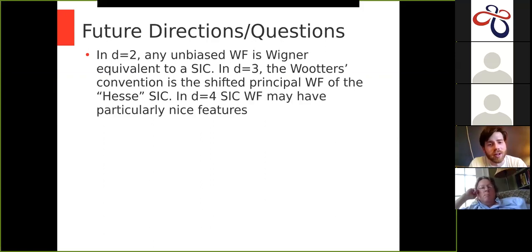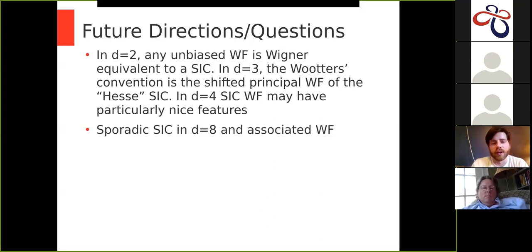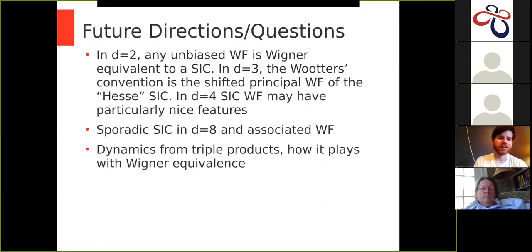In dimension four, however, suddenly the SIC is a novel Wigner function to consider, which may have particularly nice features. So another thing sort of along the same lines, you could leverage the fact that there is a sporadic SIC in dimension eight called the Hoggar SIC, which instead of being covariant with respect to the Weyl-Heisenberg group, as all other SICs are, or seem to be, it's actually covariant with respect to the three-qubit Weyl-Heisenberg group. So its associated Wigner function may be of special conceptual interest. Of course, the SICs themselves are of special conceptual interest, but I've got to convince you of that, and I've got to do it through Wigner functions.